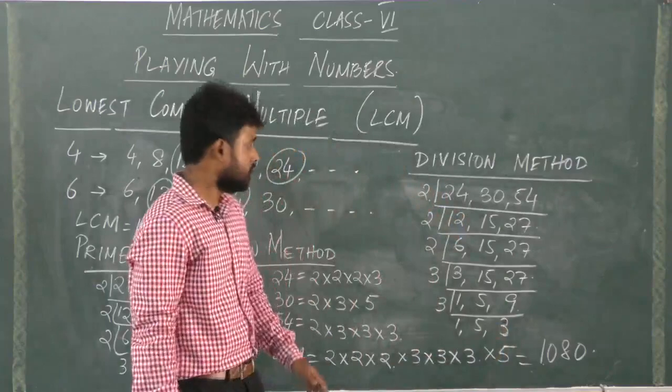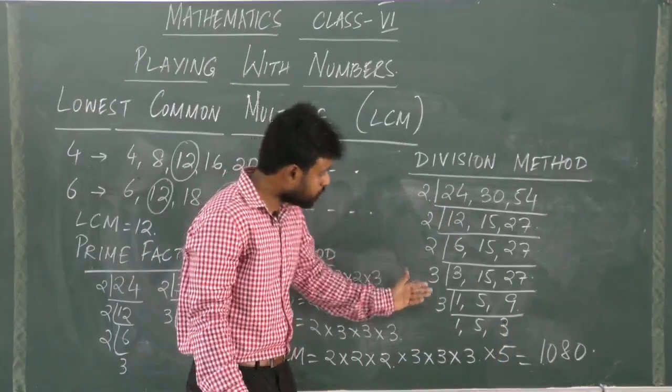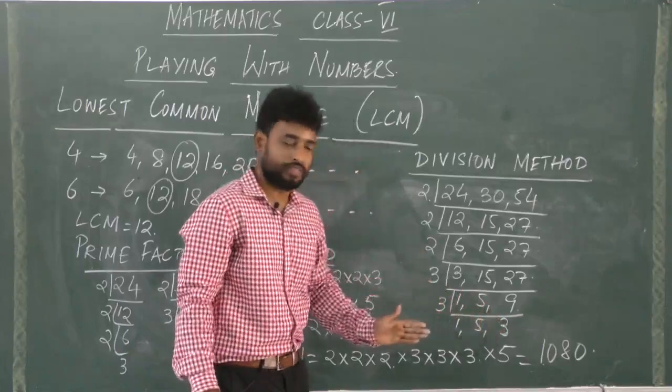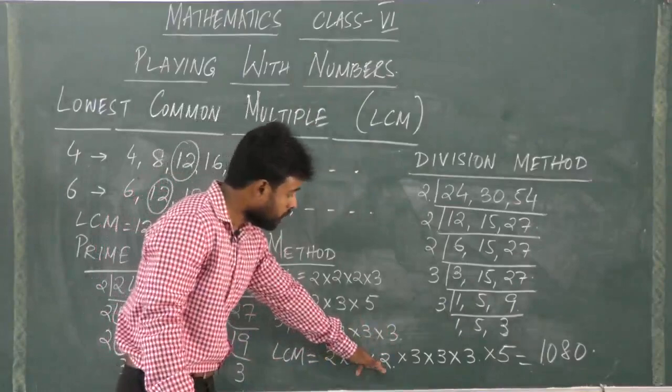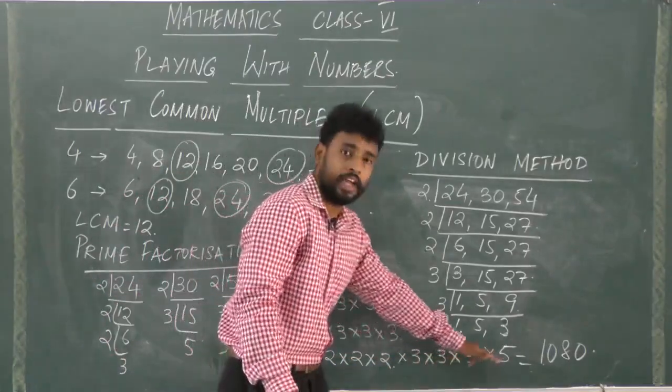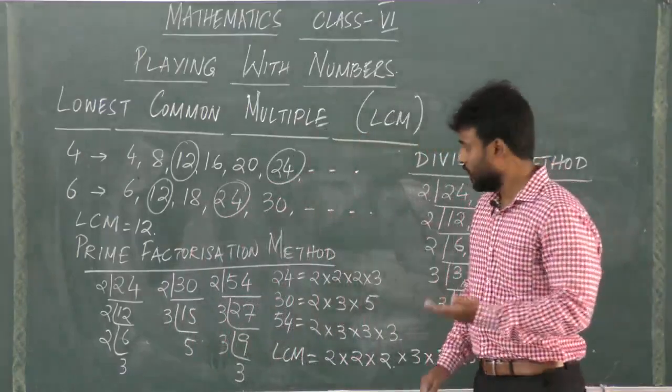So ultimately we are getting 2 into 2 into 2 into 3 into 3 into 3 into 5. So ultimately the LCM becomes 2 into 2 into 2 into 3 into 3 into 3 into 5. That will ultimately give you 1080 as the answer.